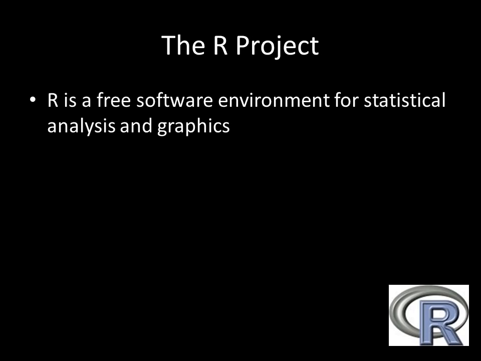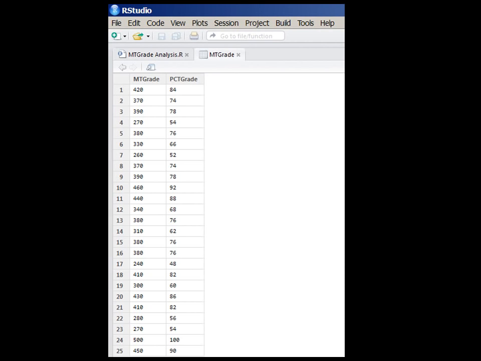So going back, I'd like to walk you through a simple statistical analysis that I conducted using R, which is a free software environment for statistical analysis and graphics. I loaded into memory the data from a midterm exam that I gave a few semesters ago. There are 2 columns in this data set. The left-hand column is MT grade, and MT grade is the total number of points on the exam. So this exam had a total possible number of points of 500. That is the highest number of points that a student could have obtained on this exam.